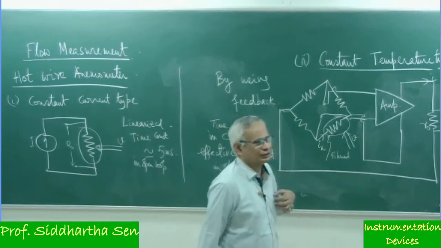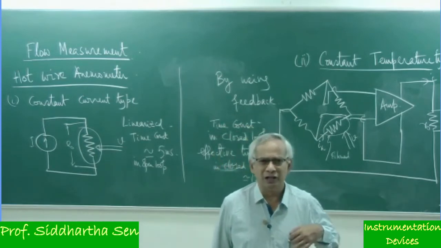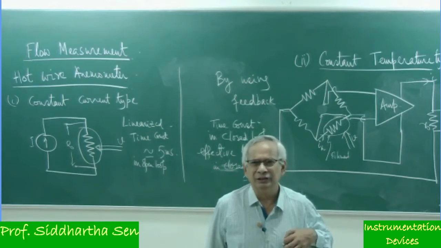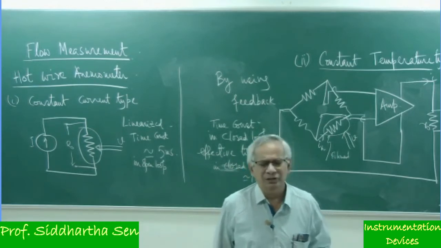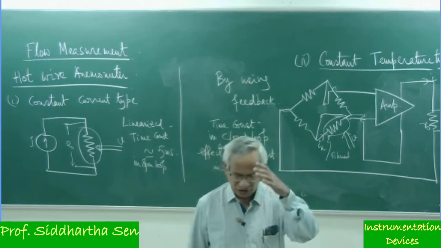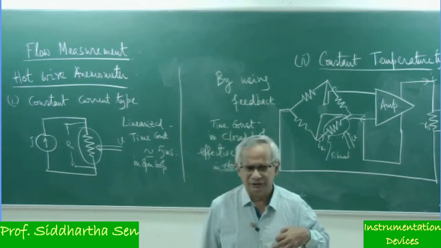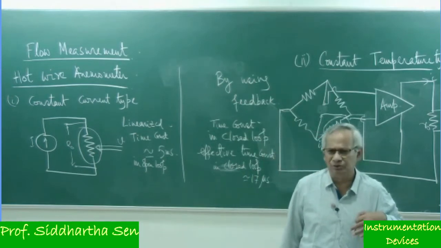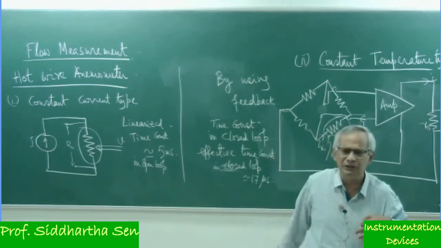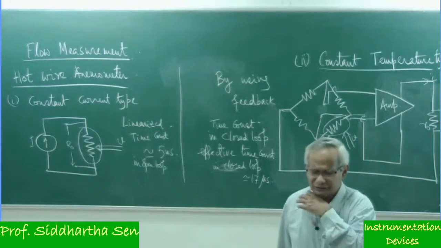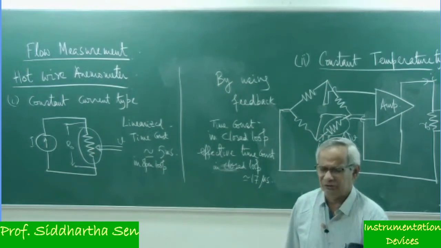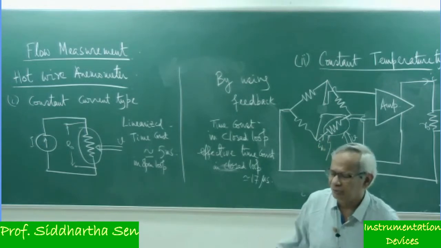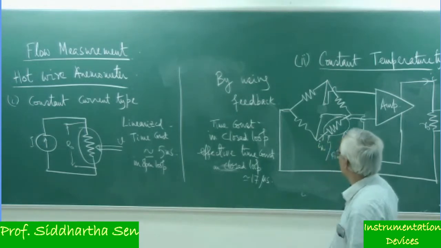And if it is faster, that means it can measure more turbulence, high frequency turbulence. And that's why the constant temperature type is better than the constant current type. For further details, I request you to go through the Bernoulli's book, and whoever teaches next semester while discussing feedback type instruments will go through it in more detail.